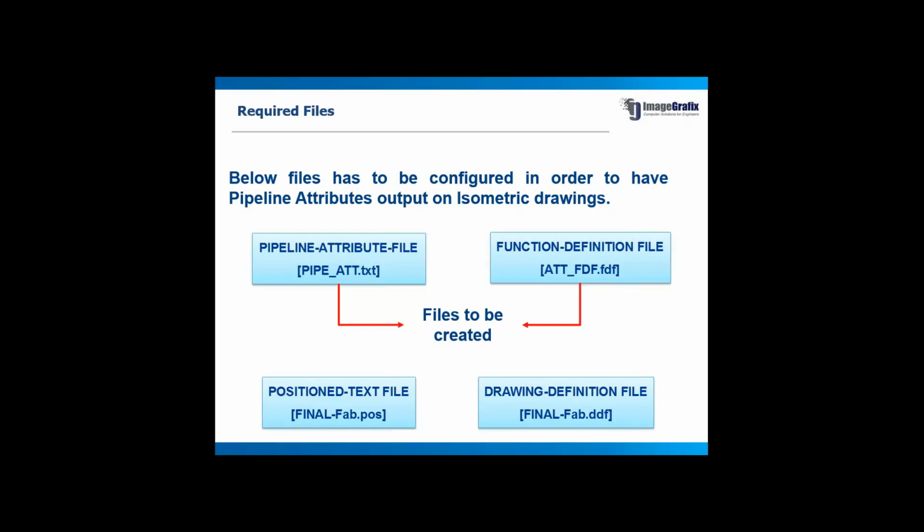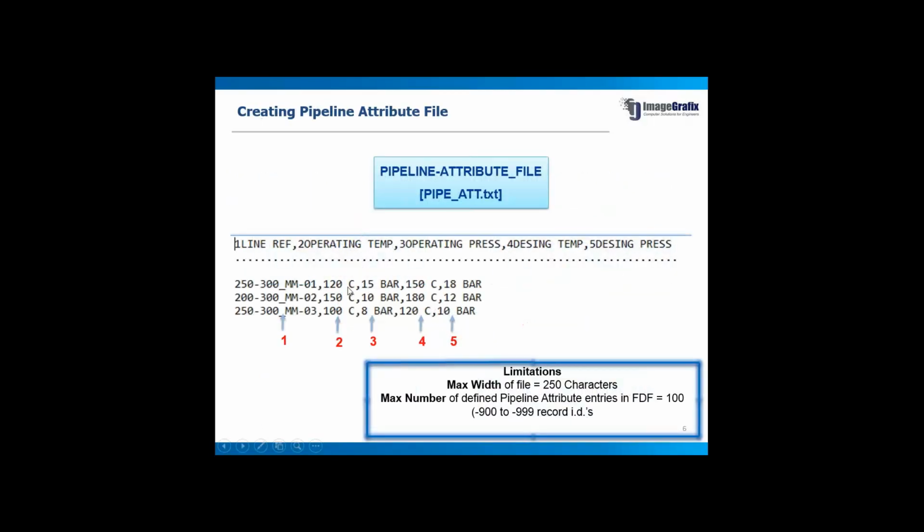So now we have to concentrate more on these two files, the pipeline attribute file and also the function definition file. Our pipeline attribute file resembles like this. This can be created by using our normal Notepad. You can open a Notepad and define it; actually this is a syntax. The first line shown on the top is: 1, line space reference comma, 2, operating space temp comma. Like that you can define the properties which you want as the outcome in your template.